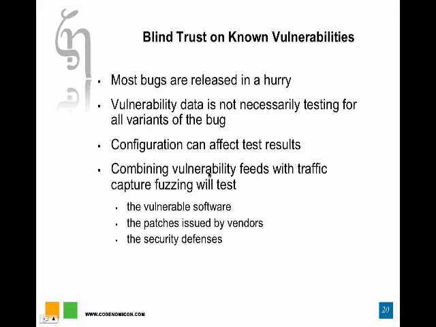So when you combine vulnerability feed data with traffic capture fuzzing and template-based fuzzers, you can do all these things. You can test the original vulnerable software and verify that you actually do have that weakness. You can then verify the patches issued by the vendors and also test around those weaknesses to verify that they didn't make new mistakes while introducing the corrections. And then with exactly the same techniques, you can also test your own IDS rules and your firewalls, to verify that you are actually protected against these attacks, and that your auditing techniques will detect these attacks as well.